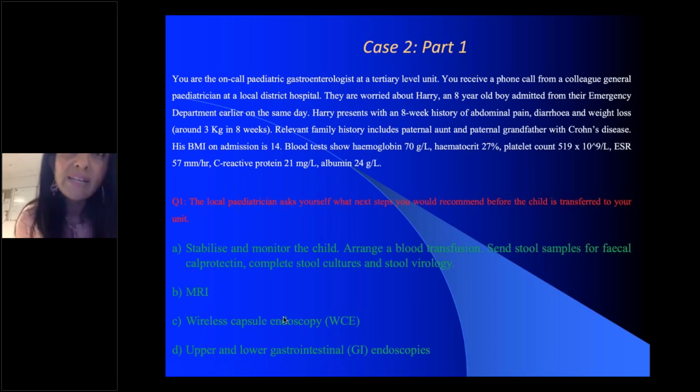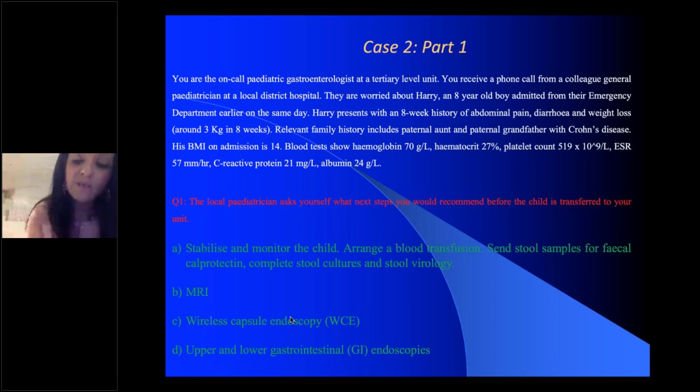Now, wireless capsule is definitely wrong because it shouldn't be performed as a first-line investigation in this context. It can be appropriate at a later stage based on the findings from your first and second line tests, but certainly not first line. And then lastly, upper and lower GI endoscopies is wrong because although GI endoscopy is the gold standard to diagnose IBD, infective causes have to be ruled out before endoscopic investigations or diagnostic tests for IBD are initiated. Therefore, please just always remember infection and a baseline calprotectin.